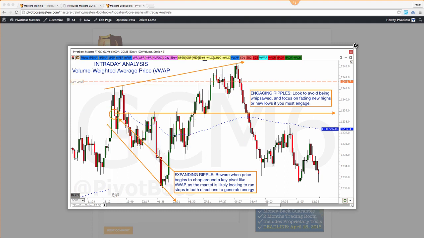Sometimes it's going to look like this. But if you understand that this thing's rippling around, you can then look to only engage new highs or new lows and look to fade just those opportunities instead of getting chopped up in the mess.